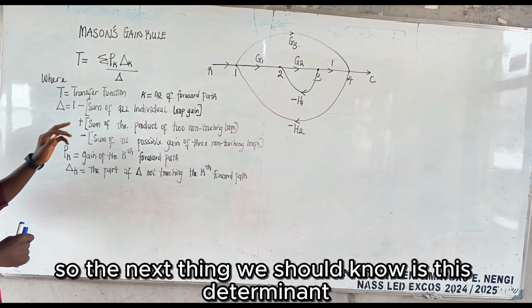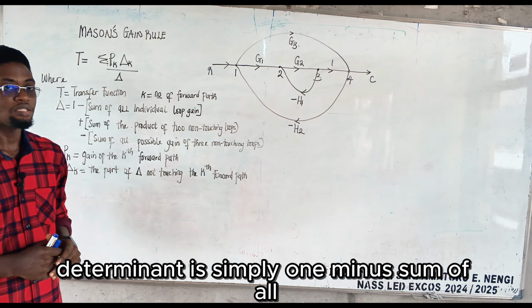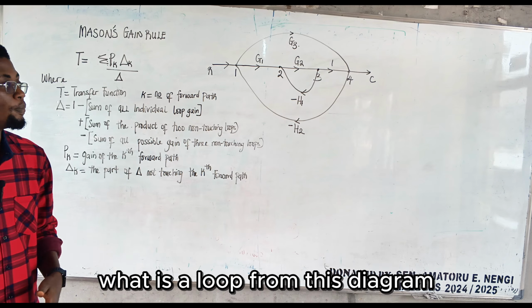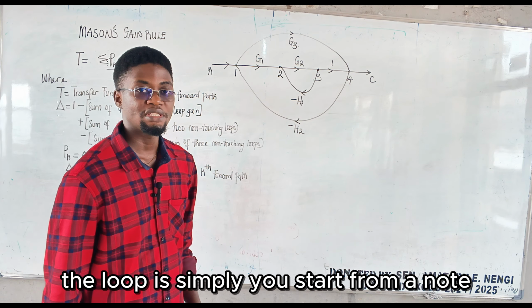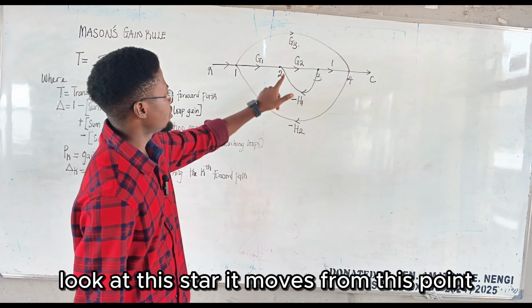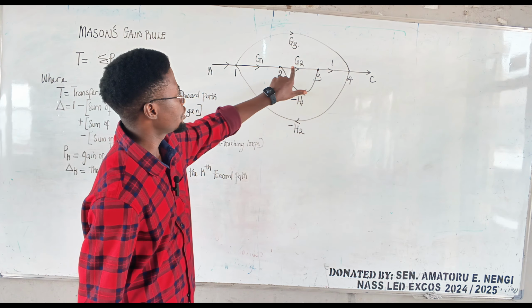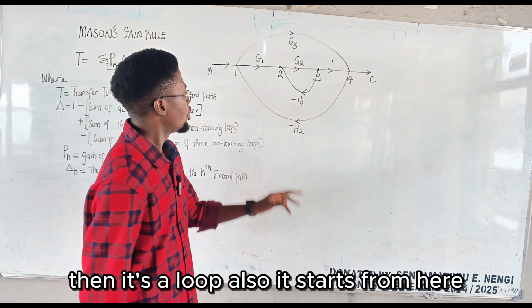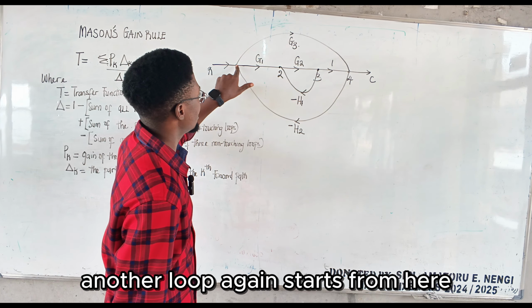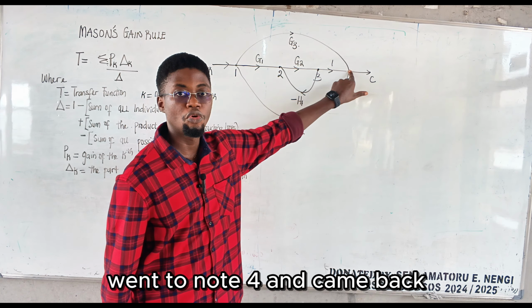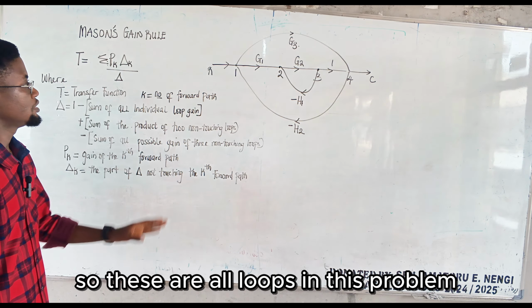So the next thing we should know is this determinant. The determinant is simply 1 minus the sum of all individual loop gains. What is a loop? From this diagram, a loop is when we start from a node and return back to that same node. Look at this: it starts from this point, goes to this point and comes back to this point. Then that is a loop. Also, it starts from here, another loop. Again, it starts from here, goes to node 4 and comes back. So that is a loop.